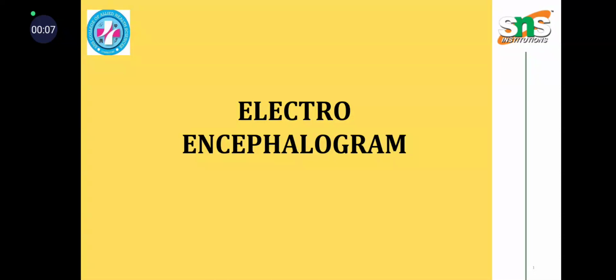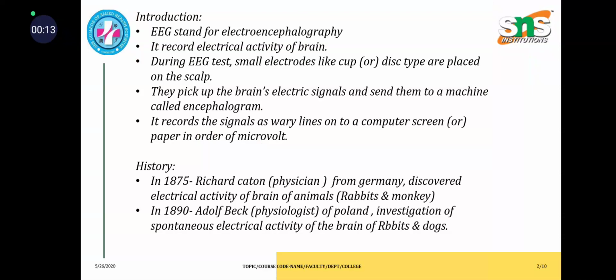Today we are going to discuss a topic on electroencephalogram. So, electroencephalogram, we usually call it as EEG. It records electrical activity of the brain. During an EEG test, small electrodes, cup or disc type, are placed on the scalp. They pick up the brain's electric signals and send them to the machine called the encephalograph. It records the signals as wavy lines on the computer screen or paper, in order of microvolts.